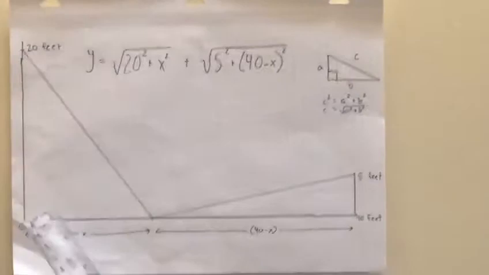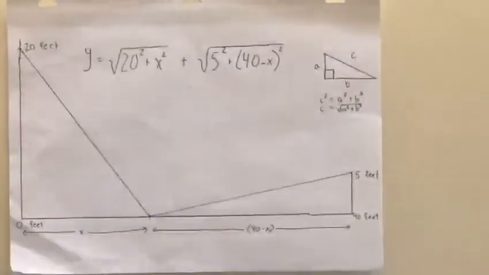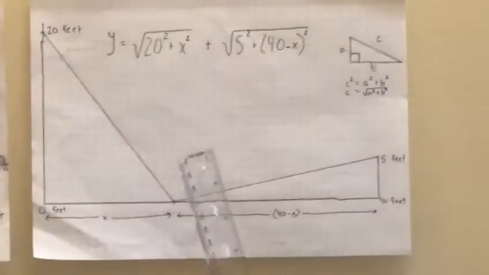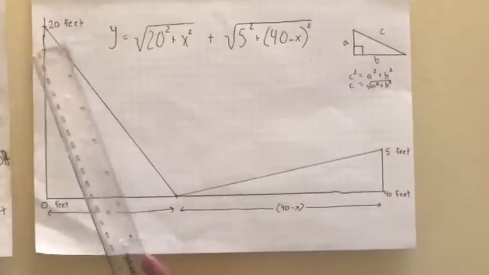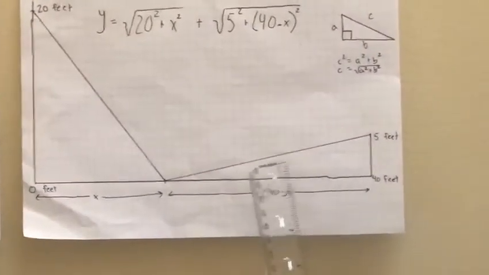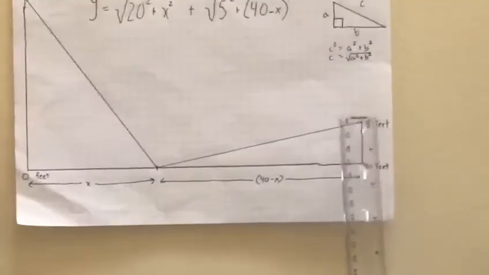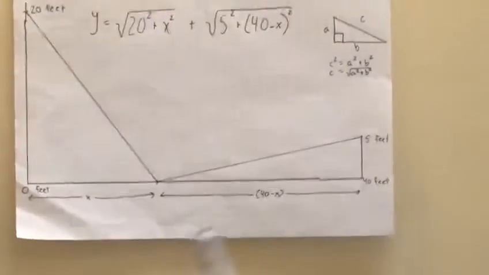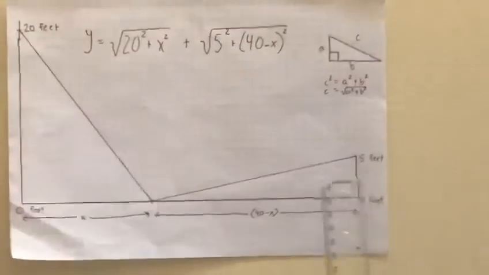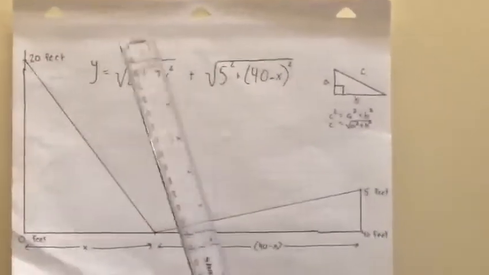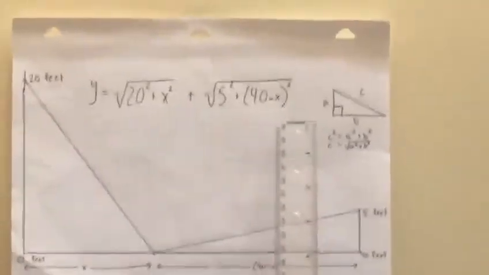So for this triangle, it'd be 20 squared plus x squared, and the square root of this is going to be this line. And then for this one, it's going to be 5 squared plus (40 minus x) squared, and then the square root of that is going to be this line. So this is the equation that you get at the end.